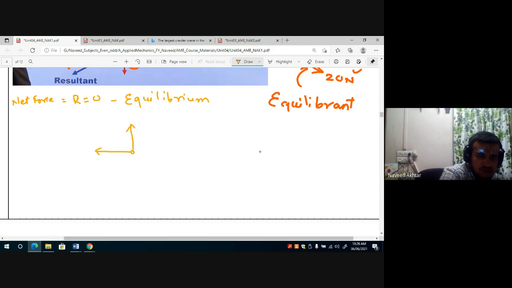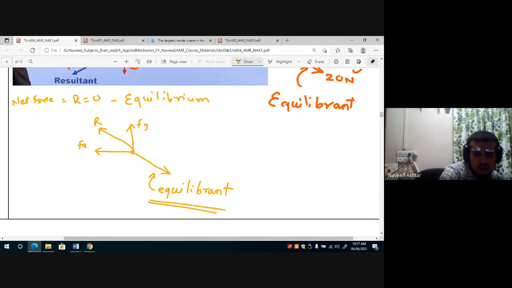So if these are the forces Fx and Fy, and the resultant force is R, and opposite to the resultant force, in the same line of action, if another force is there, that is called the equilibrant. The equilibrant is nothing but opposite to the resultant, but of equal magnitude, collinear and in the same line of action.